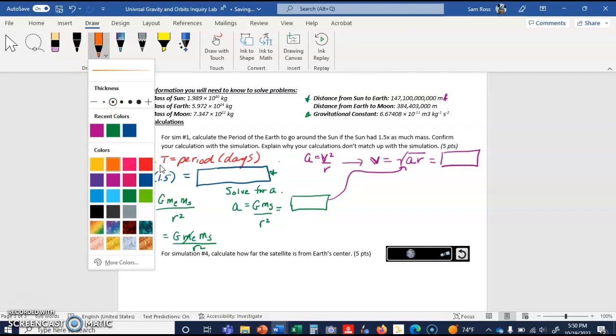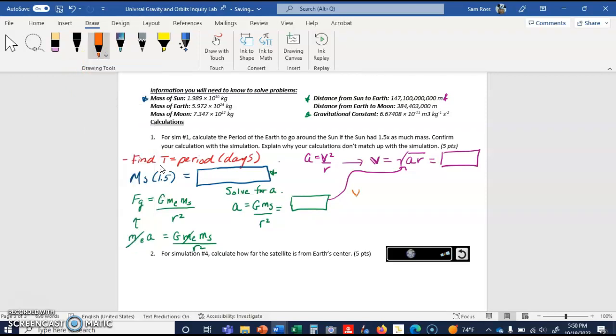And then you have the velocity is equal to 2 pi r over T. So we need to solve for T. And that's the whole purpose of the problem right here. Solve for T. So if I solve for T using this, I'll get T is equal to 2 pi r over velocity. So this velocity is going to come here. We're going to use this as our r, and you end up with an answer that is in seconds.